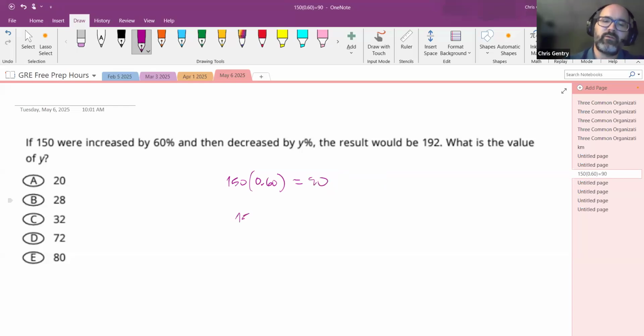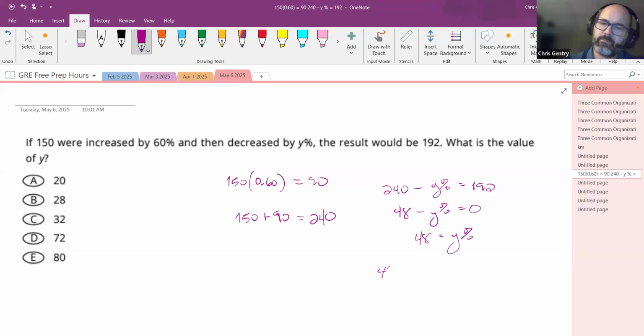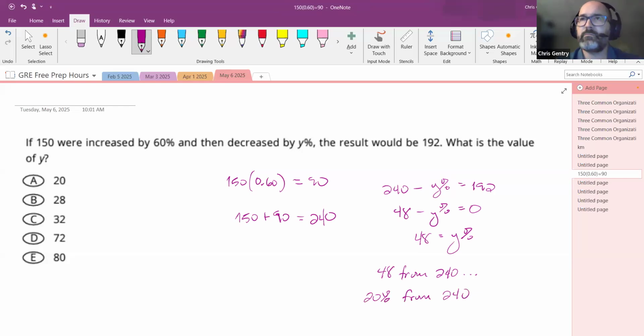And you say you did 150 plus 90? Yes, and that was 240 and then I made the equation 240 minus y% equals 192 and subtracted 192 from both sides. I would see that it was 48, whatever y% would be would have to subtract 48 from 240 and that would be 20%. Hmm. Okay. My own fun way of doing math, I guess. All right. Nicely played.